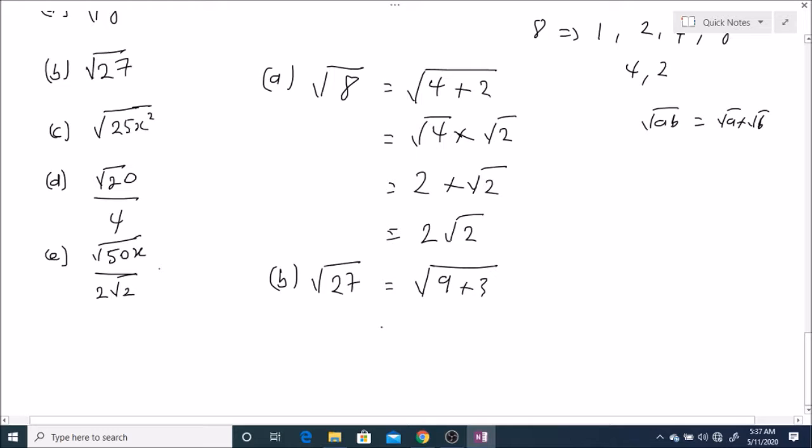We continue to rewrite this as root of 9 times root of 3. The root of 9 is 3. So we have 3 times root of 3, which gives us 3 root 3. So root of 27 is the same as 3 root 3.